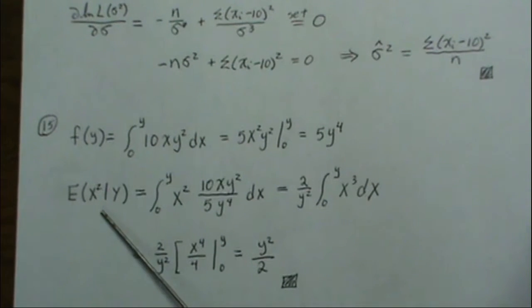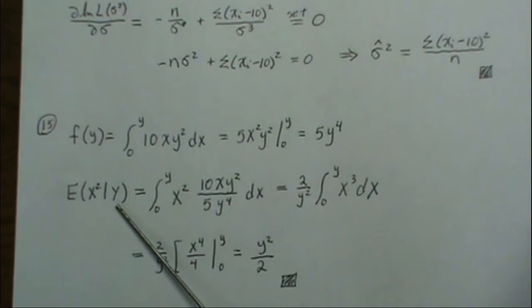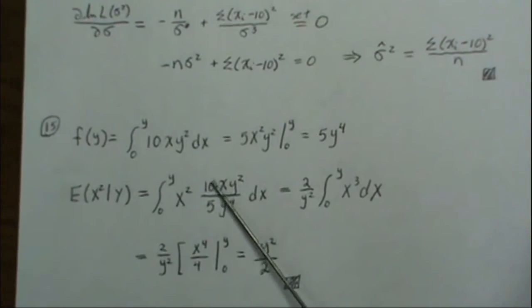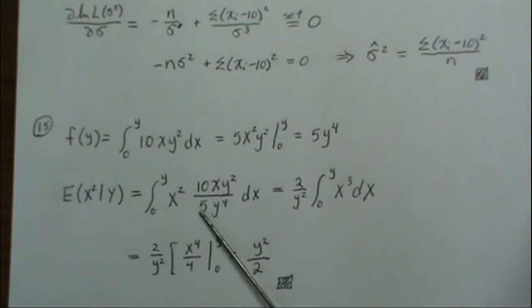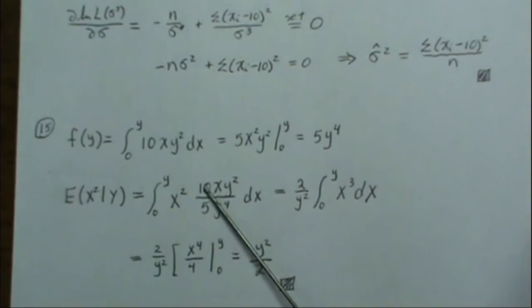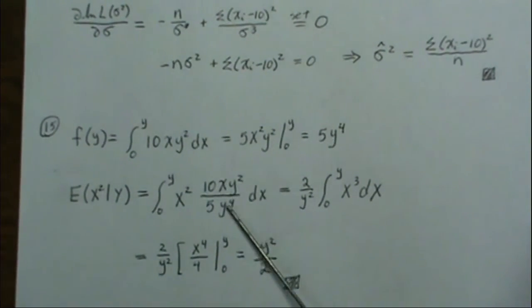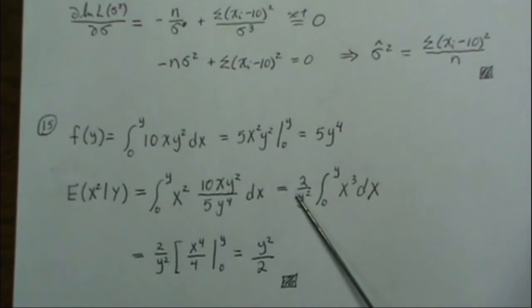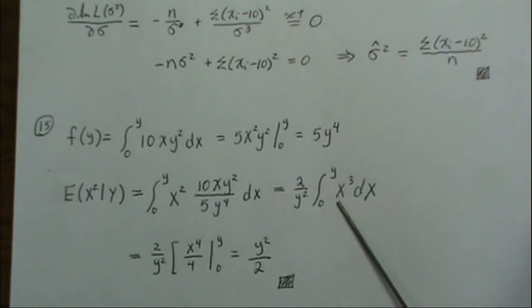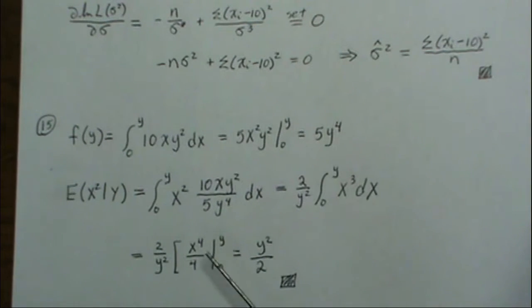So now to find the expected value of x squared given y, well, we leave that x squared here, and then this is the joint density divided by the marginal density, and the 2 and the y squared are constants, so they can be factored out, and the x's combined. Then we integrate, you get y to the 4th over 4, and with the limits of integration, we get y squared divided by 2.